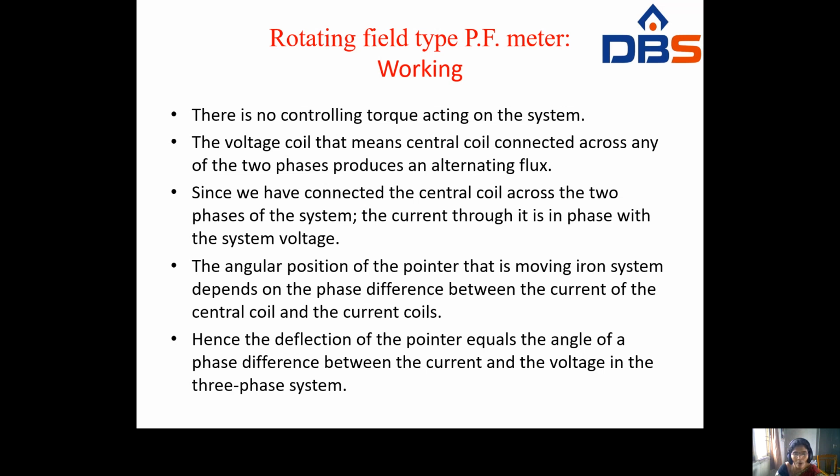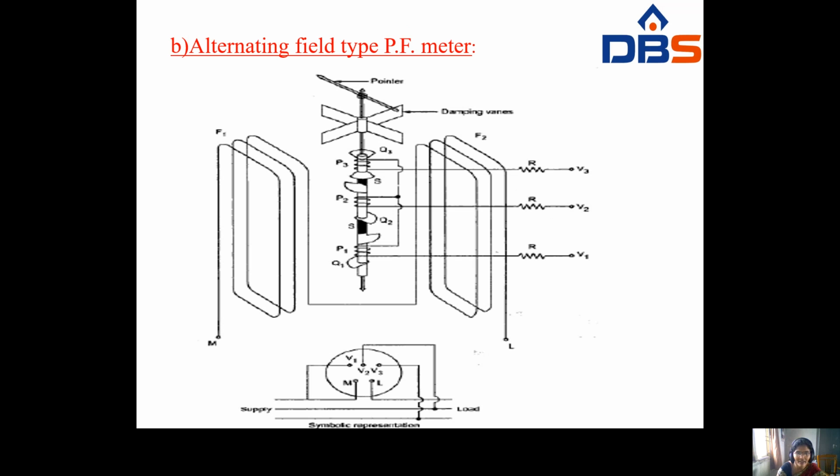The pointer shows the deflection, and its angular position depends upon the phase difference between the current of the central coil and the current coils. Hence the deflection of the pointer equals the angle of phase difference between the current and voltage in the three-phase system. That means the deflection it shows is equal to the power factor. So that is the rotating field type power factor meter.